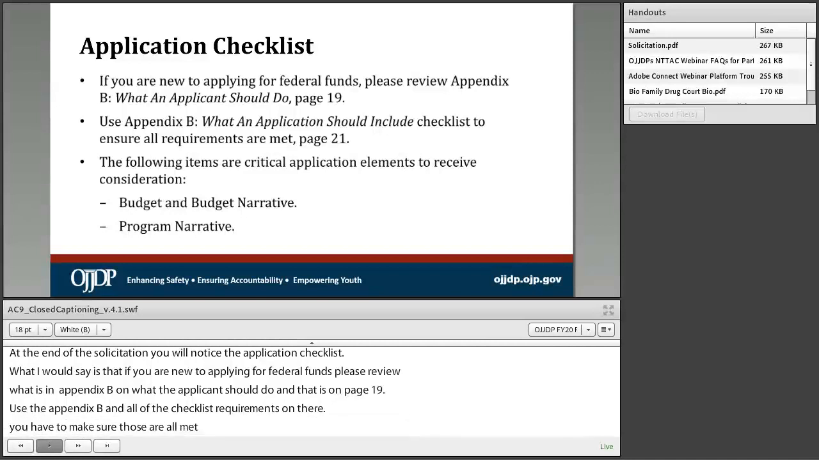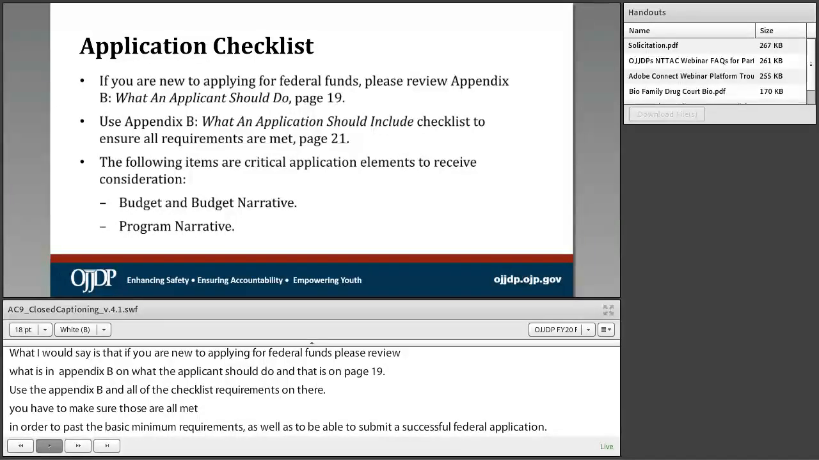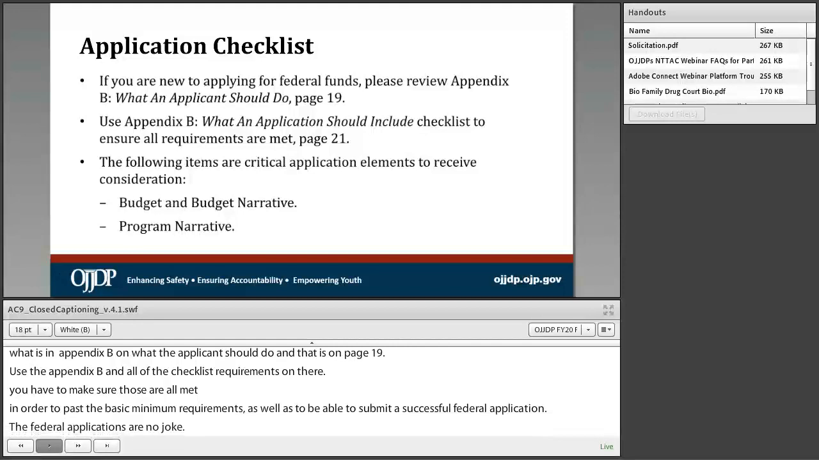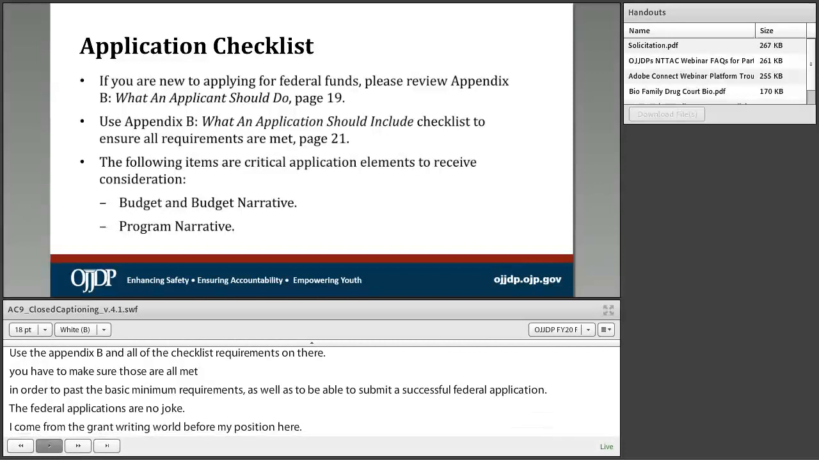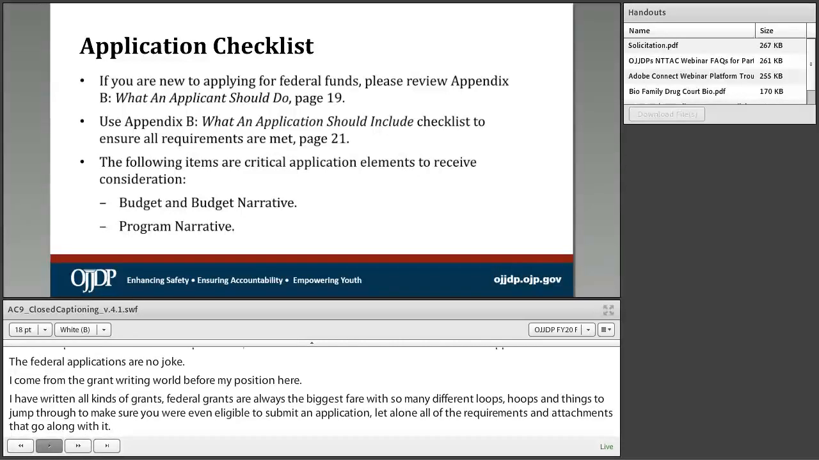Federal applications are no joke. I come from the grant writing world before my position here, and I've written all kinds of grants, and the federal grants were always the biggest bear. There were always so many different loops and hoops you had to jump through to make sure that you were just even eligible to submit an application, let alone all the requirements and the attachments that go along with it. So really utilize the end of the solicitation and those checklists, and print it out, have it next to you, physically check things off as you get them done, so that you make sure that you have all of the critical elements you need when submitting your application.